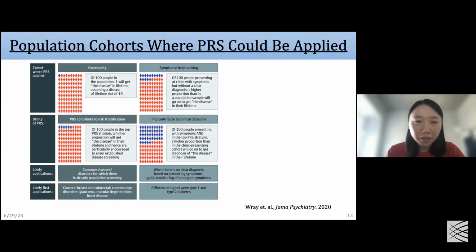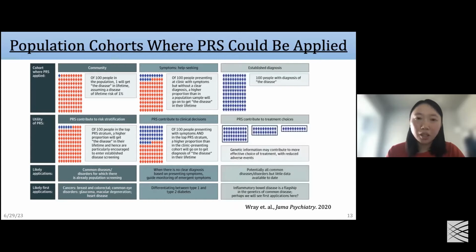Another use case is for individuals who are already diagnosed with the disease, but the genetic information contained in the PRS can help enable a more effective choice of treatment and reduce adverse effects.